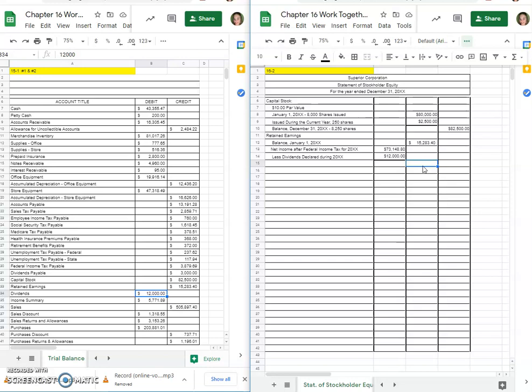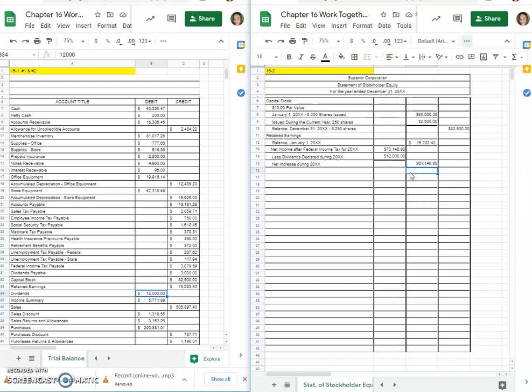And what we'll get is a net increase during the year. Of 73 minus the 12,000 of dividends leaves us with 61,148.80. And then we'll go ahead and put a line there because we are going to get our balance on December 31st of the year, and that will be adding these two amounts together, 15 plus the 61 leaves us with 76,432.20.